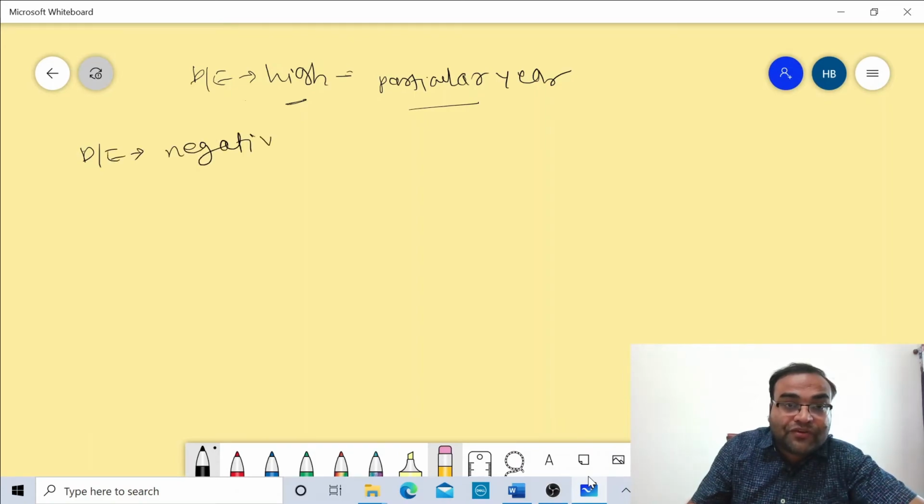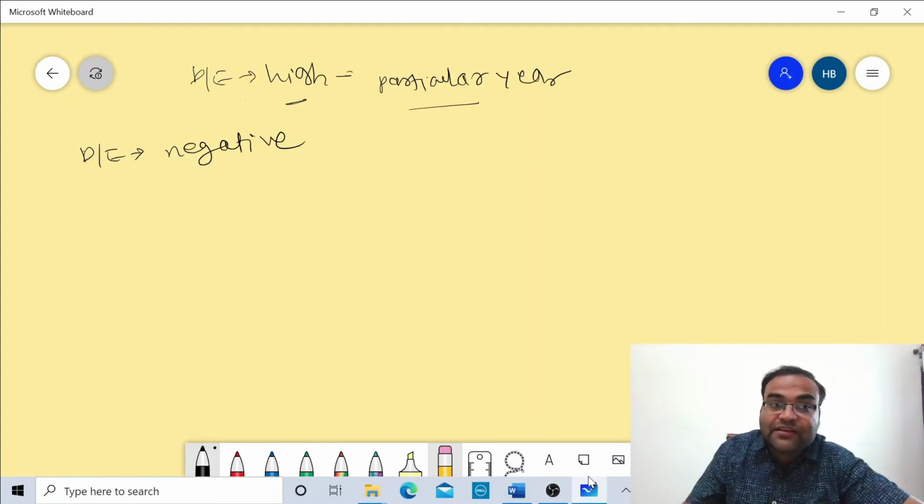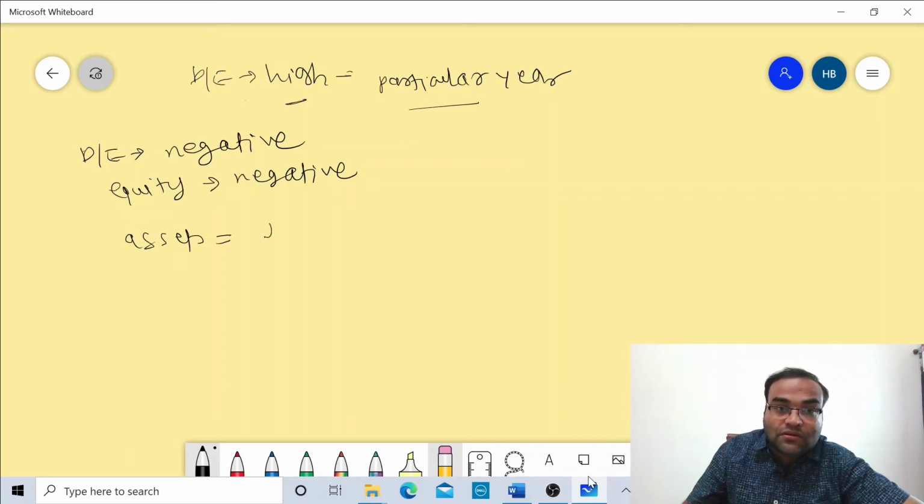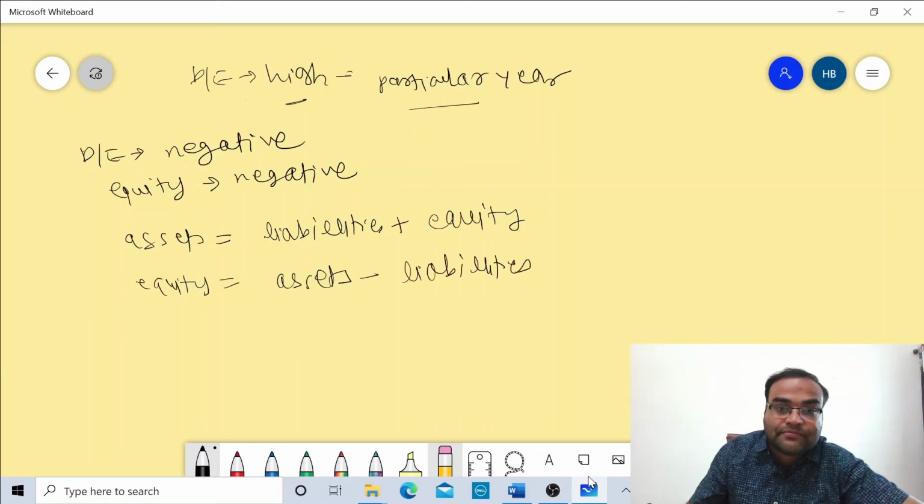Now, sometimes the debt to equity ratio can also be negative. This is possible when the equity portion is negative. We know that assets is equal to liabilities plus equity, so equity is equal to assets minus liabilities. If liabilities are more and assets are less, then this term will be negative.